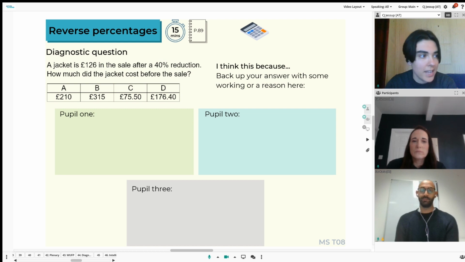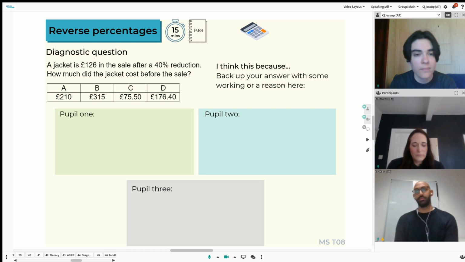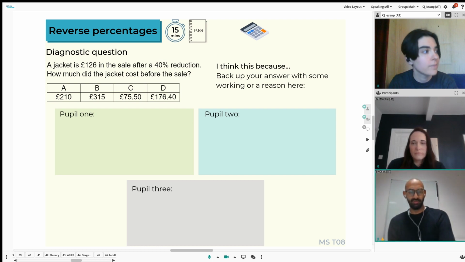So this question's saying, if a jacket cost £126 in the sale, after it's been reduced by 40%, how much did it cost before it was reduced? Before we work it out, do you feel like you understand what the question's asking? No, I'm not really sure. Okay.